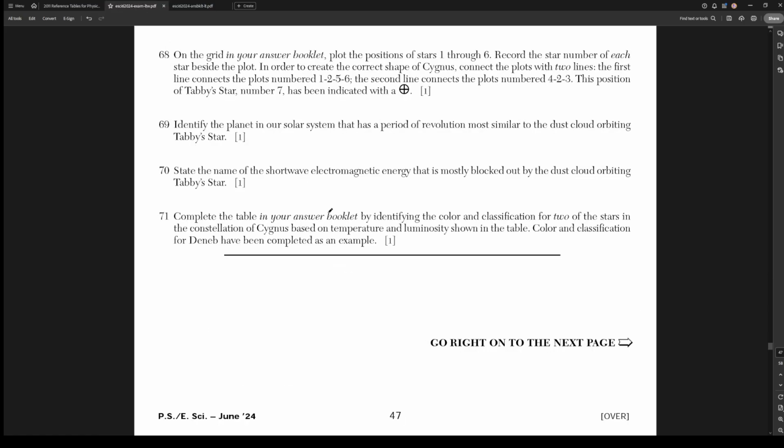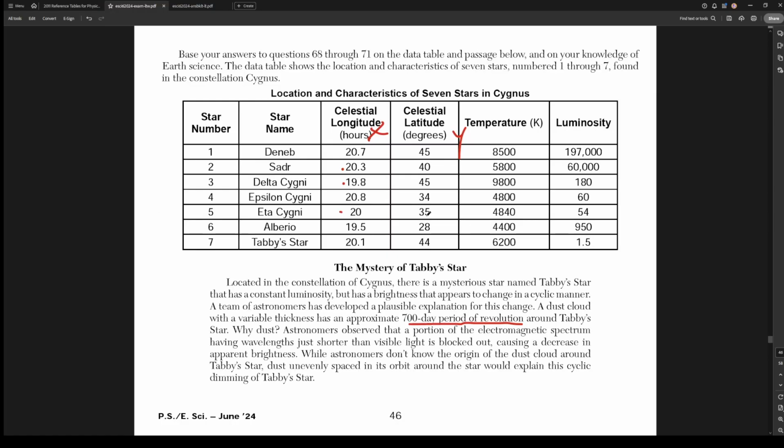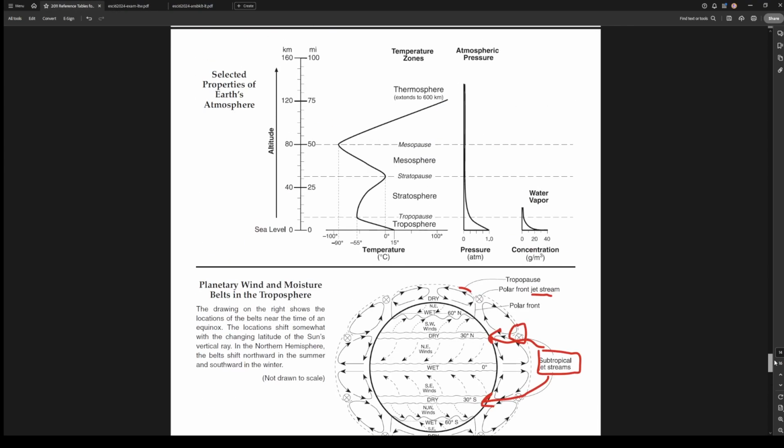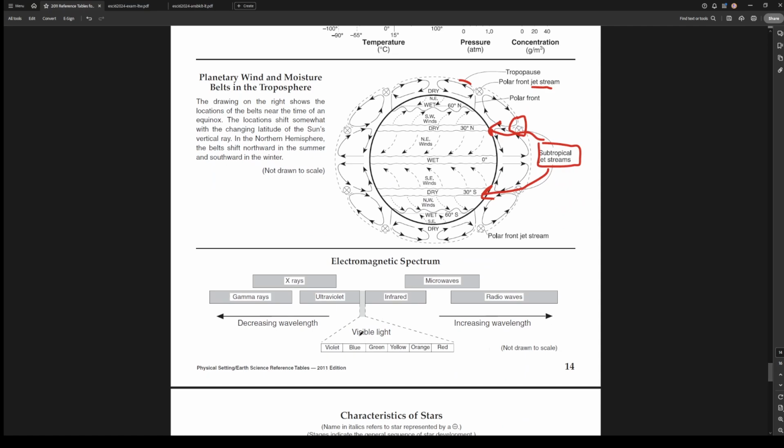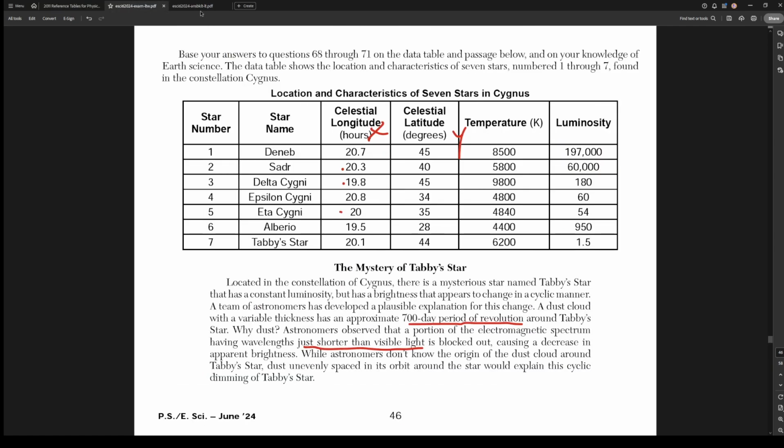State the name of the shortwave energy that's most likely blocked out by the dust cloud. Astronomers observed that a portion of the electromagnetic spectrum have a wavelength just shorter than visible light. So to get the one that's just shorter than visible light, we have to go to right here. Visible light, just shorter. There it is. UV is going to be the answer they're looking for.